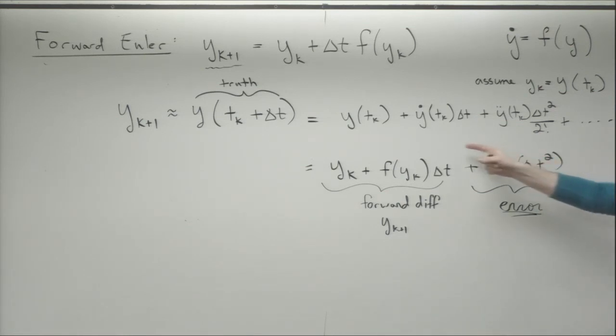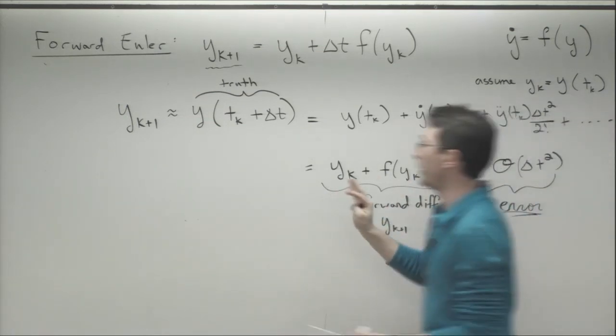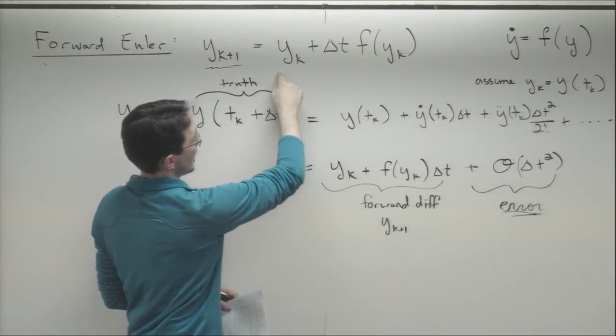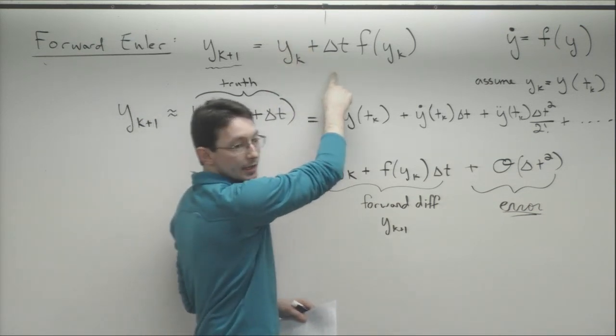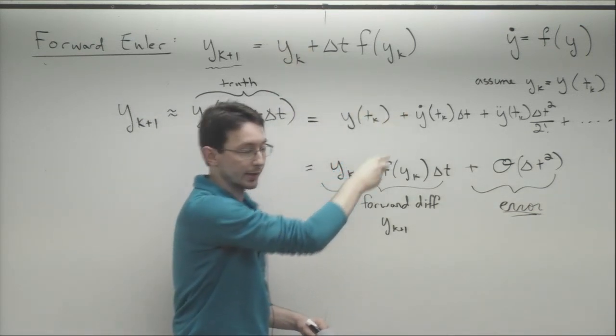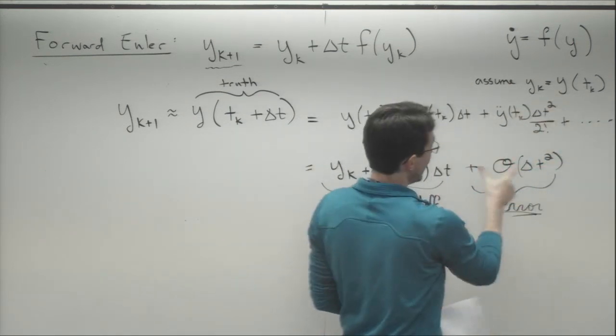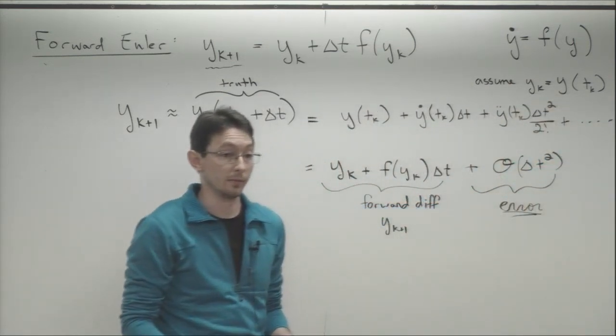So once we see this notion of using a Taylor series to figure out what the error is, you could imagine that there are other combinations of yk and delta t and f evaluated at different points that might be able to cancel more and more terms of this Taylor series and give you higher and higher order schemes.